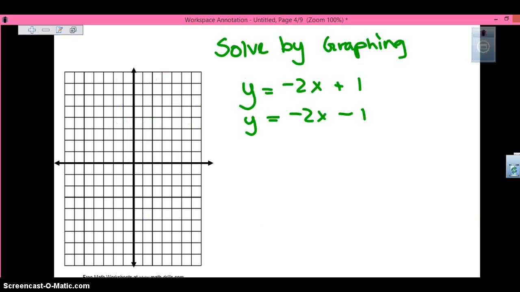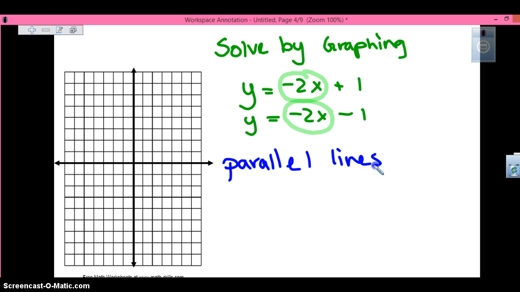If we have to solve by graphing and we have y equals negative 2x plus 1 and y equals negative 2x minus 1, what do we remember about equations that have the same slope? What type of lines are these? These are parallel lines. Do parallel lines ever intersect? No. So because they never intersect, there is no solution.